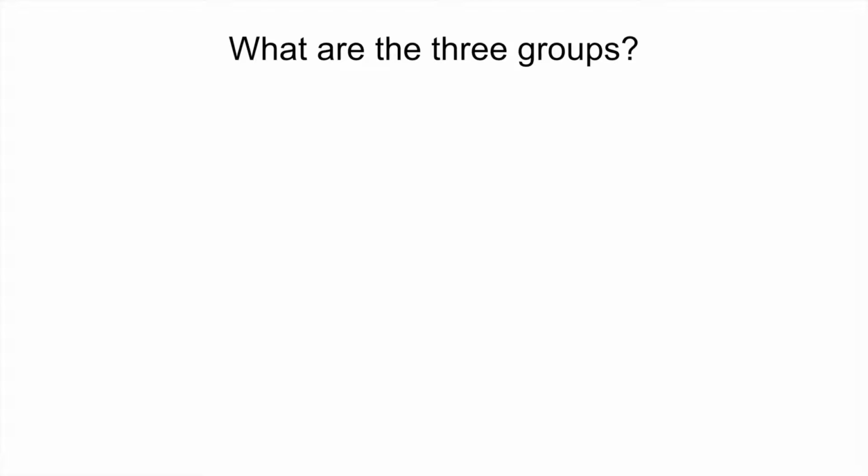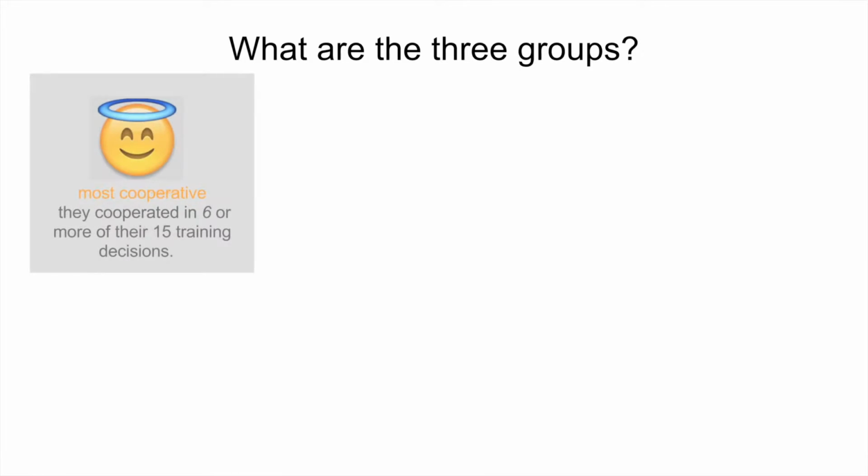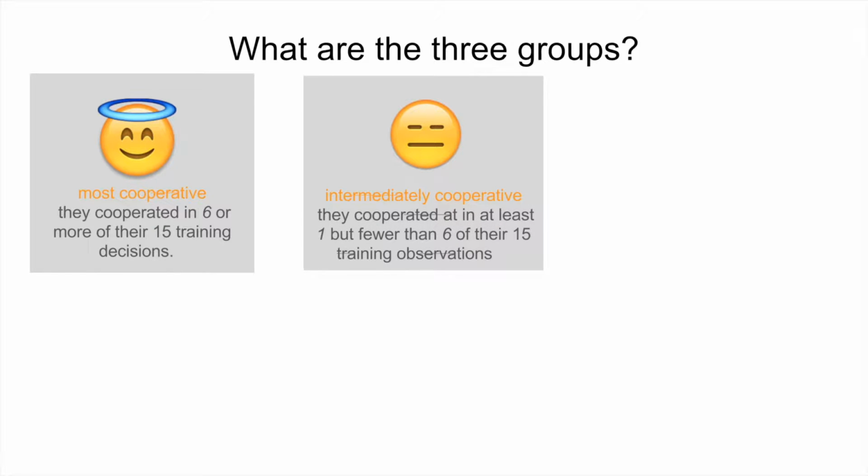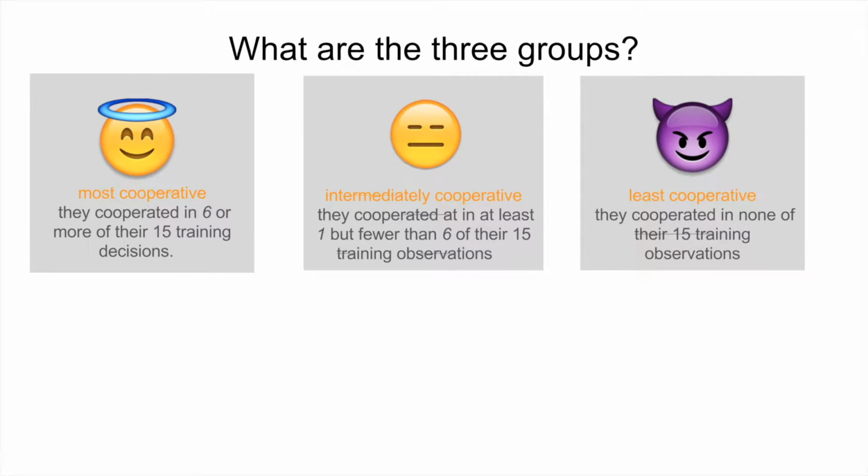So what are these three groups? First, we have the most cooperative people. These are the people who cooperated in 6 or more of their 15 training decisions. Next, we have the intermediately cooperative people. They cooperated in at least 1, but fewer than 6 of their 15 training observations. And finally, we have these defectors, the least cooperative. These people cooperated in none of the 15 observations. They were complete defectors. So the next question is, what is the nature of these groups?